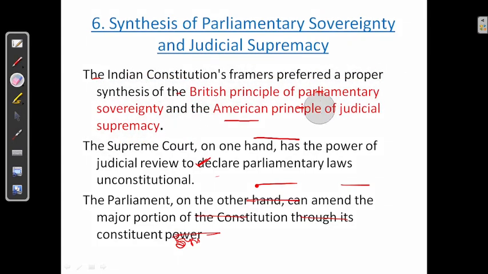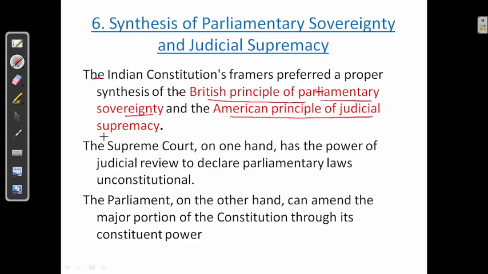Next we will see the synthesis of parliamentary sovereignty and judicial supremacy. The Indian Constitution's framers preferred a proper synthesis of the British principle of parliamentary sovereignty and the American principle of judicial supremacy. Our Constitution framers synthesized both. That means if there is a need to amend the Constitution, then Parliament will come with the laws, and whether these laws are right or wrong is decided by the judiciary. That is the meaning of the statement.